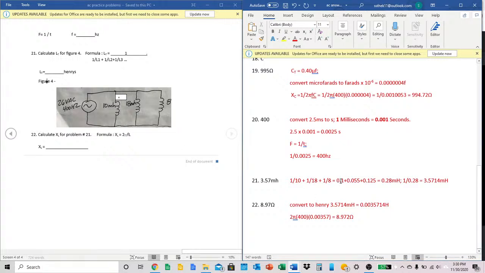1 over 10 equals 0.1. 1 over 18 equals 0.055 about. And 1 over 8 equals 0.125. You add all those together and you get 0.28 millihenries. And don't forget our last step where we are going to take 1 over 0.28 and divide that out, which gives us a total of 3.5714 millihenries. The answer key here rounds that to about 3.57 millihenries is the total inductance in that circuit.